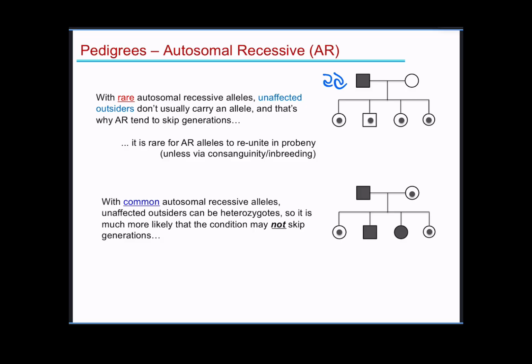Now, what would happen if that recessive allele is a lot more common in the population? So now you have an affected individual and an unaffected outsider. If the allele is common in the human population, she, in this case, may carry. She may be a carrier. Right? And in that case, the condition may easily appear among their children. Okay?